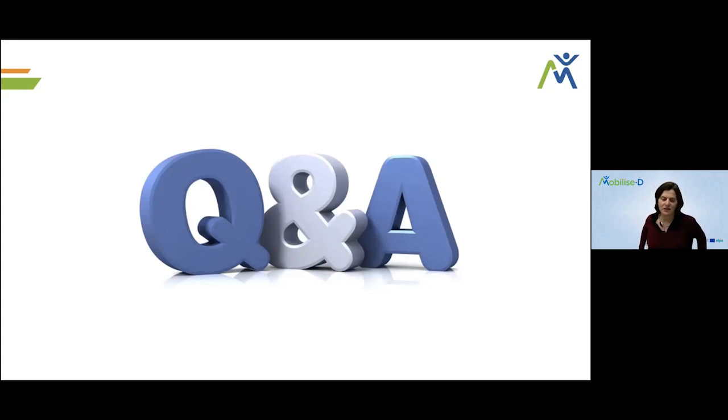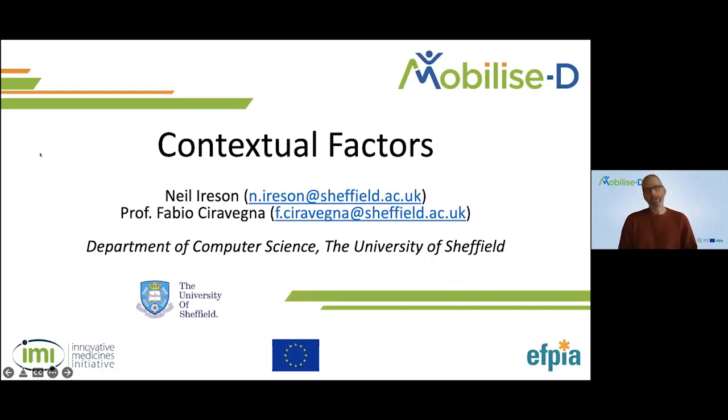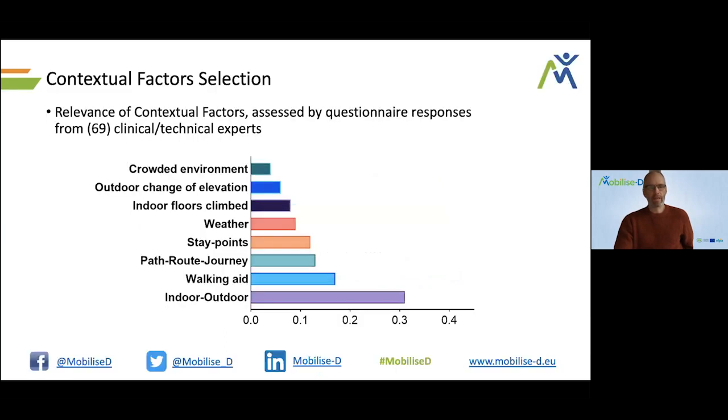In particular, in this case, what we have been working on is understanding what are the factors that can affect our measures that are more associated to the context in which the walking happens and the monitoring happens. So I think Neil is the first one. So Neil, please. Okay, thank you, Claudia. So I'm going to discuss the contextual factors, which are basically the factors in the real world which affect walking speed or mobility.